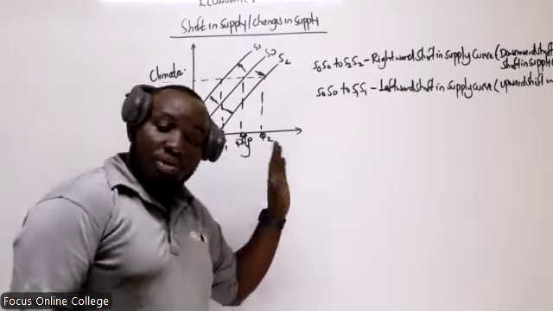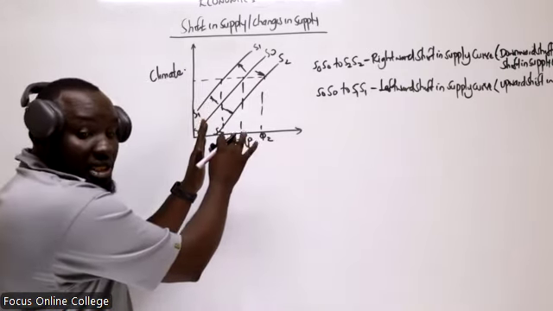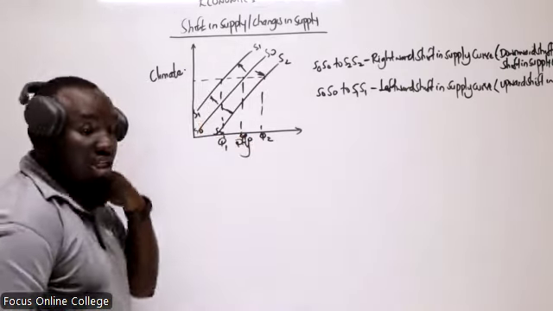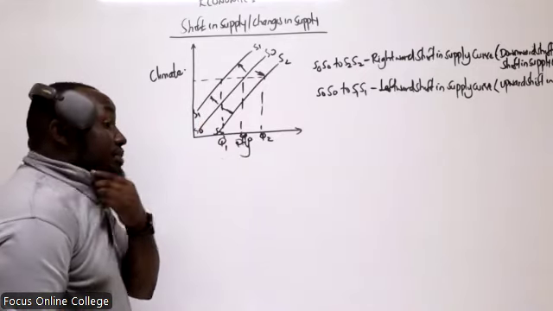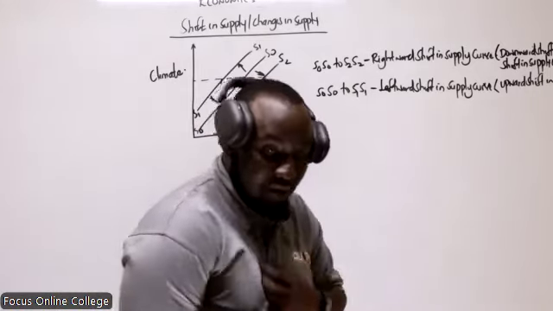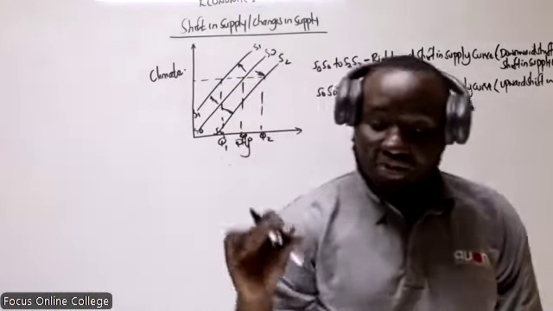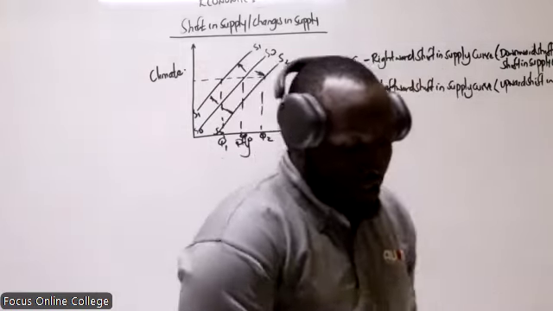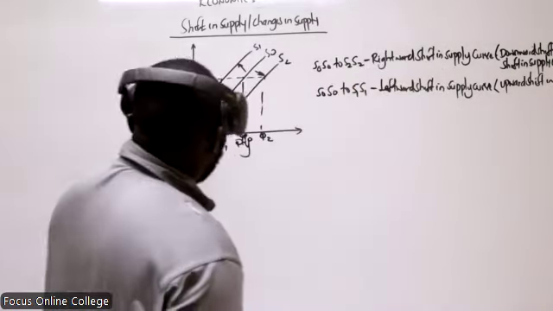So we talked about factors. We say that under this scenario, the price is basically remaining constant, and the shift in supply is caused by other factors other than the price. So on this, we talked about climate.